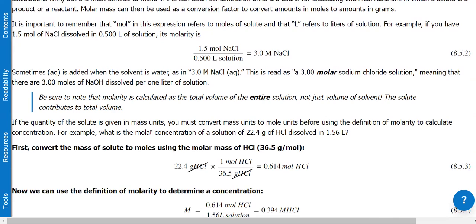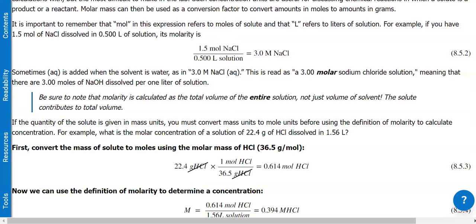What is the molar concentration if you have 2.4 grams of HCl dissolved in 1.56 liters? All right, so very common problem, except you wouldn't be given liters, you'd be given milliliters and then have to convert to liters. Why? Because milliliters is the most common unit in the lab, as you've probably seen so far. All right, so how do we do it?